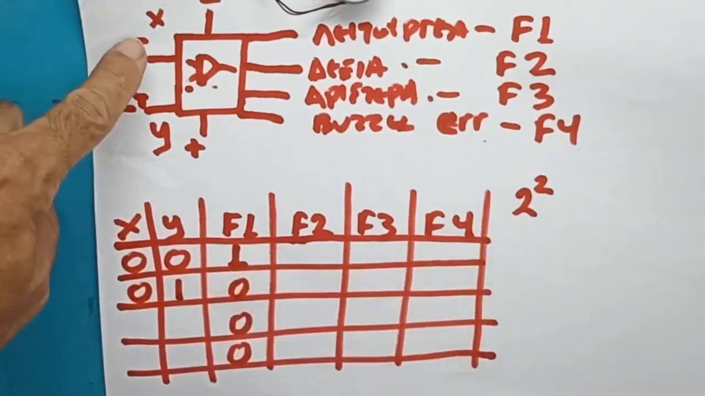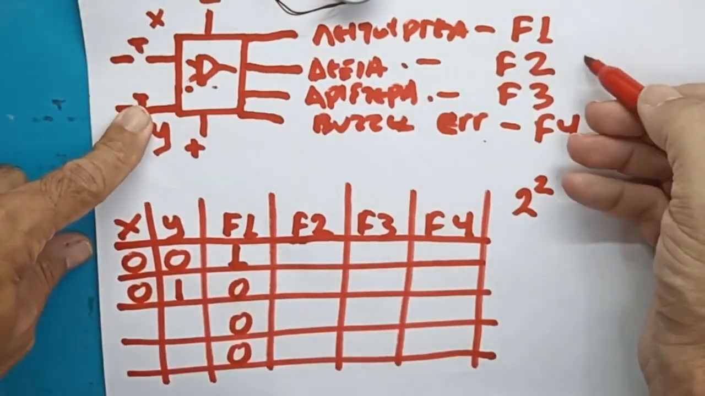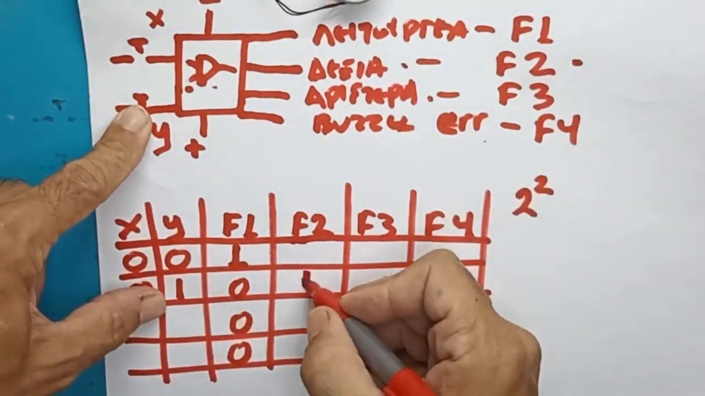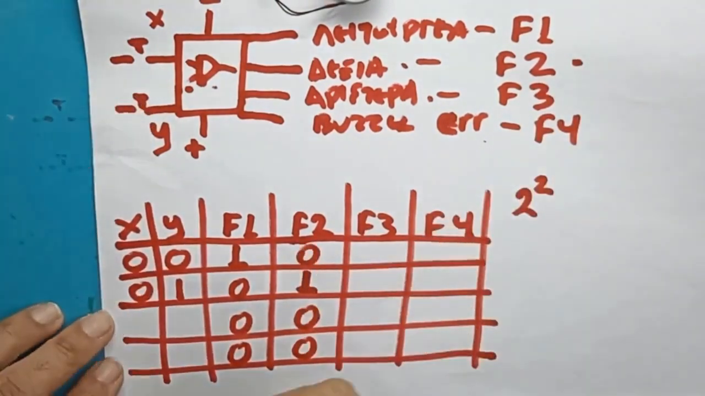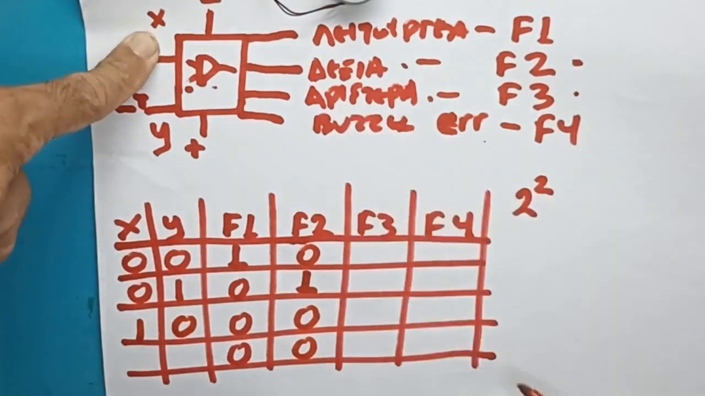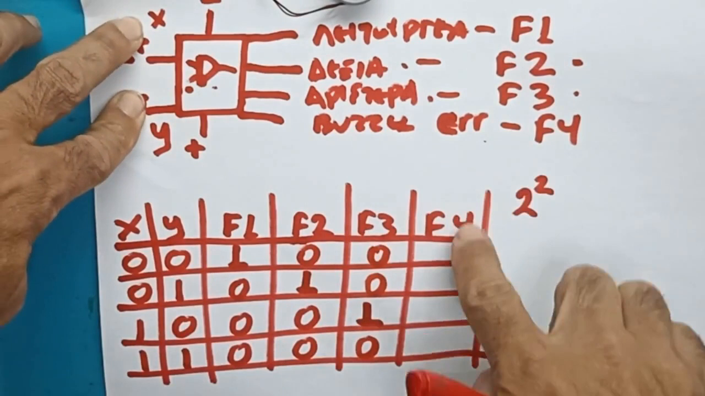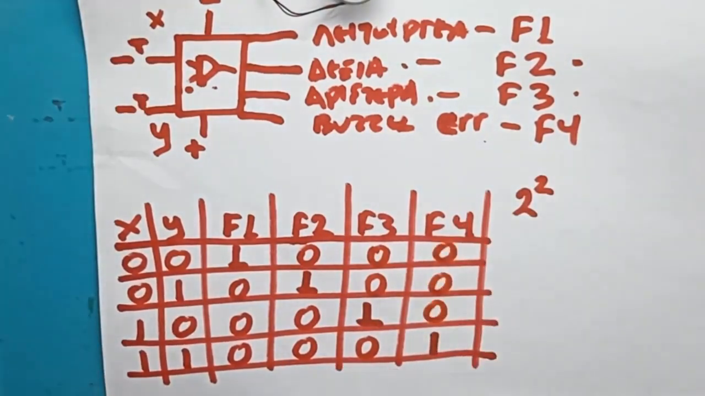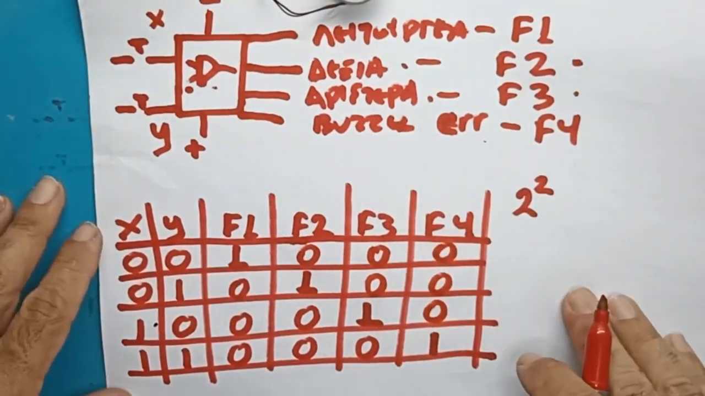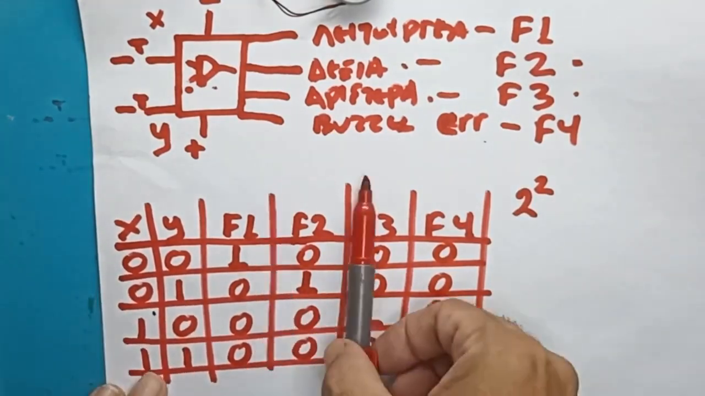We will do the same with the others. When X is pressed, the motor will turn right, so at F2 we will have only one 1. When button Y is pressed, the motor will turn left, so we will have only one 1 at F3. And when both are pressed together, it will give us the error F4, so it will only give 1 in the last row. This is the truth table of our circuit.